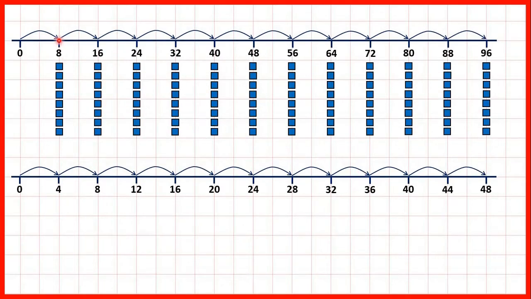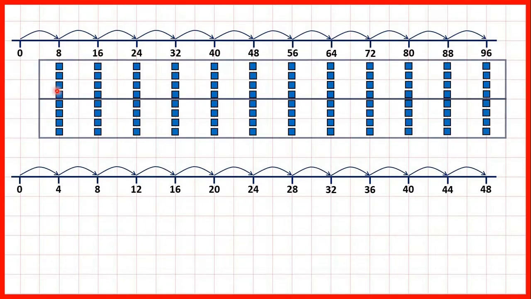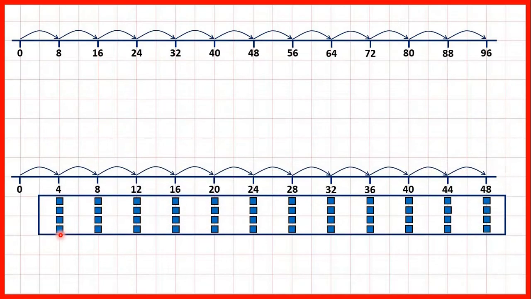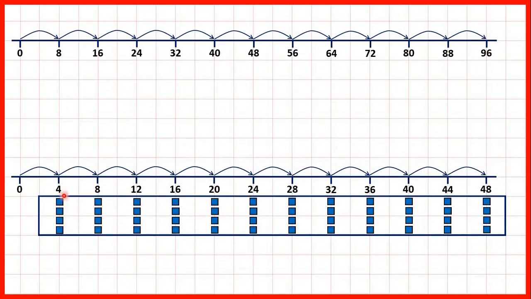So now, on this top number line, we have our 8 times table, and we have the counters shown below. But if we split these counters in 2 and take away half of them, you can see that what we have left gives us our 4 times table. And that's why if we halve what's in the 8 times table, we get what's in the 4 times table. So half of 8 is 4, half of 16 is 8, half of 24 is 12, and so on.